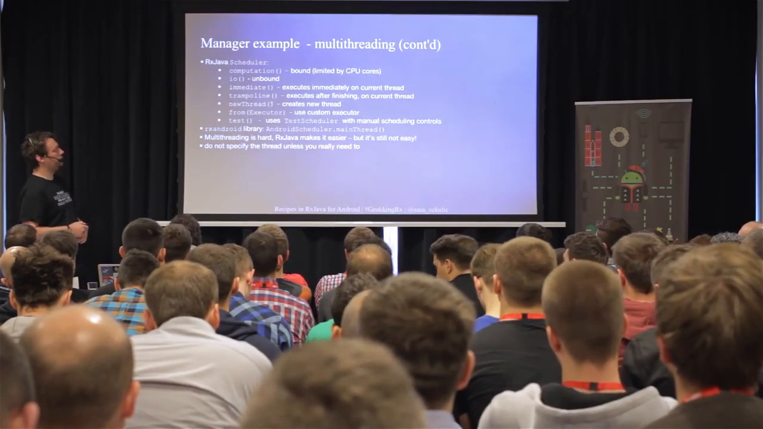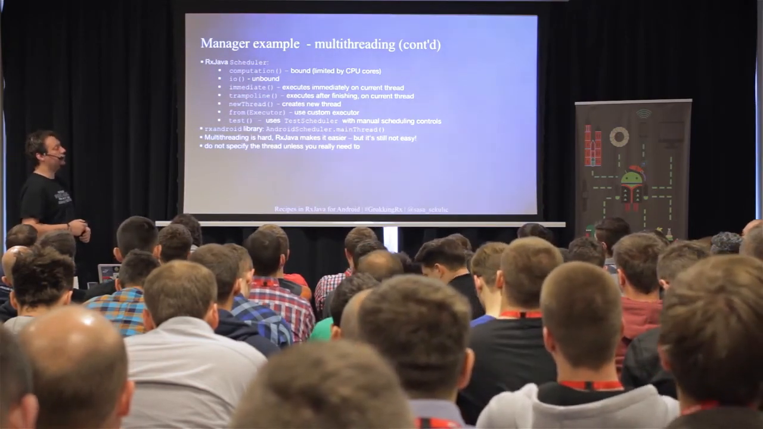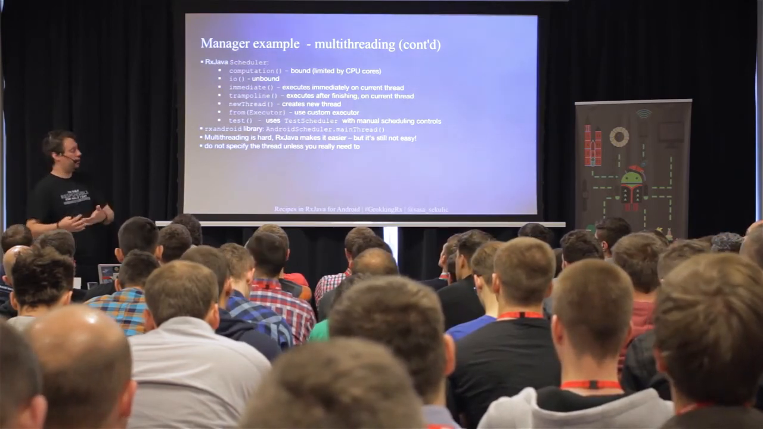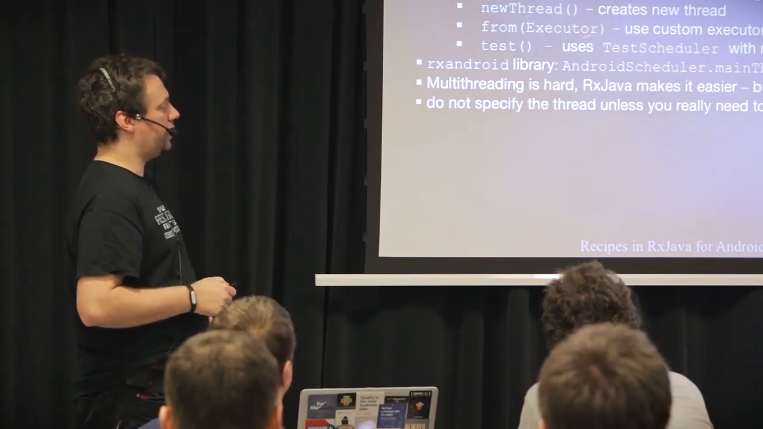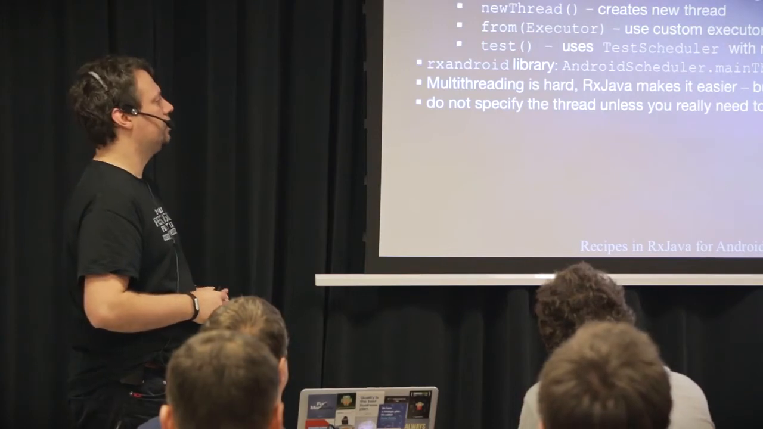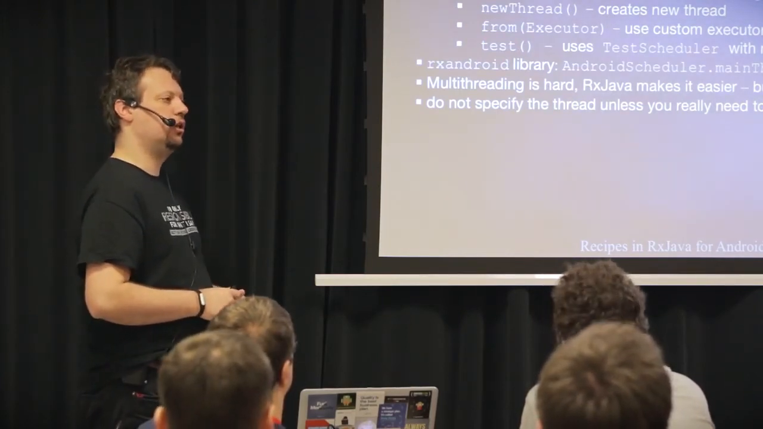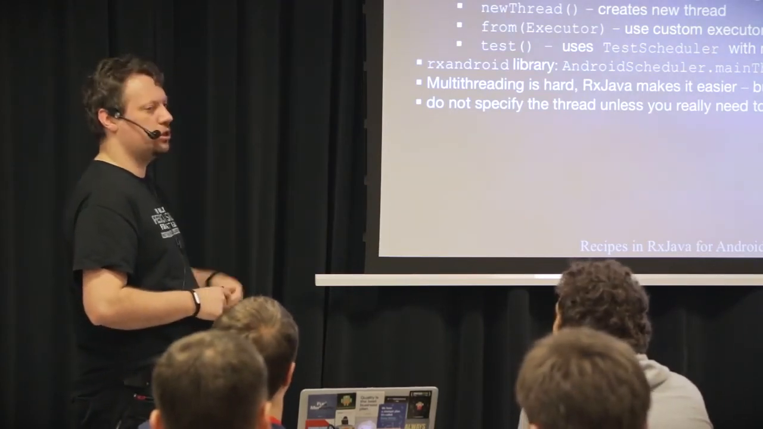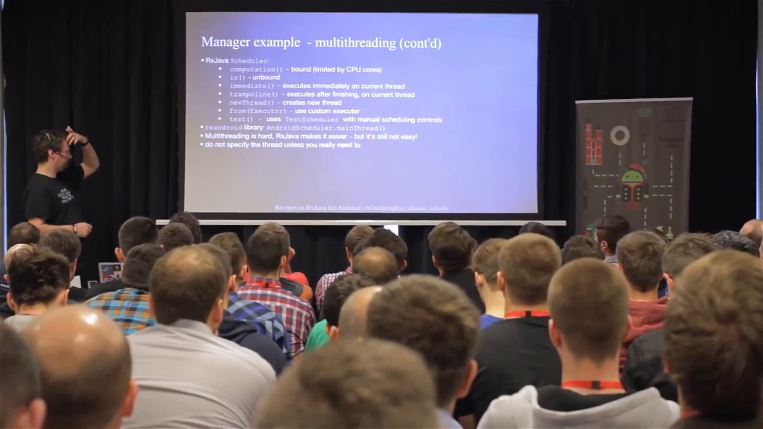You also have immediate, which executes immediately on the current thread. You have trampoline, which is executed after the current work has finished on the current thread. You have new thread, which creates a new thread. You can also use a custom executor. And there's also a nice thing called test. It uses a test scheduler where you can manually schedule when the jobs are going to start. So if you want to do some unit testing or just test what it does, you can easily do it.